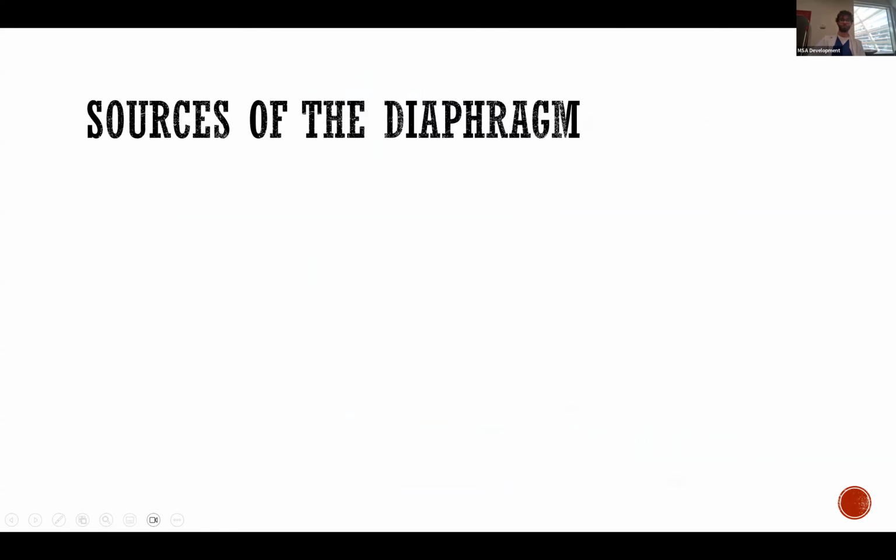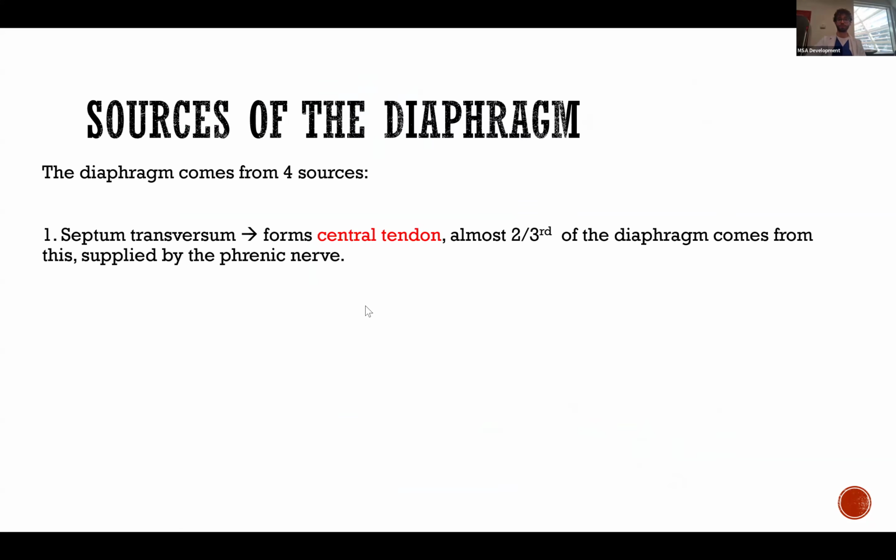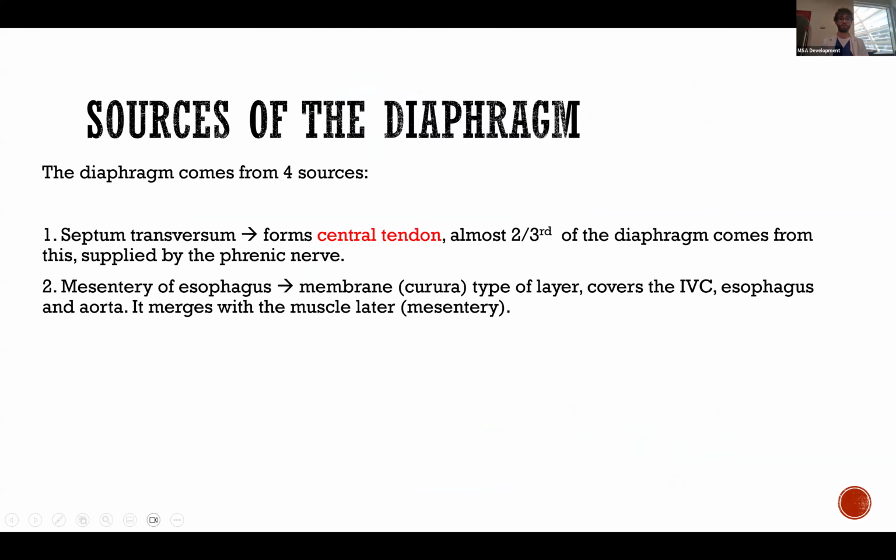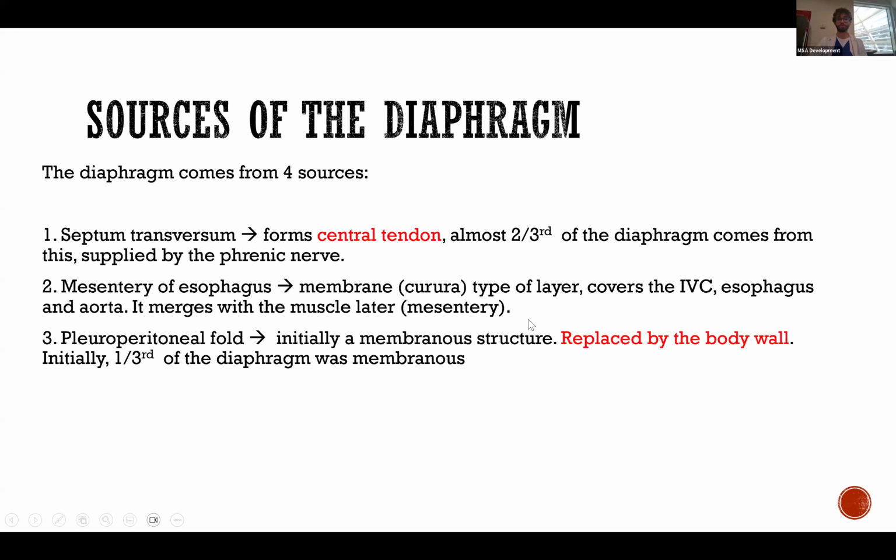Okay, let's go to the sources of the diaphragm. As we said, four sources. Septum transversum gives us the central tendon, supplied by the phrenic nerve. Mesentery of the esophagus gives us the membrane or the crura, which covers the IVC, esophagus, and those things, which is basically the mesentery. Then we have the pleuroperitoneal fold, which is a membranous structure. We said it's a membranous structure, which will be replaced by a body wall.